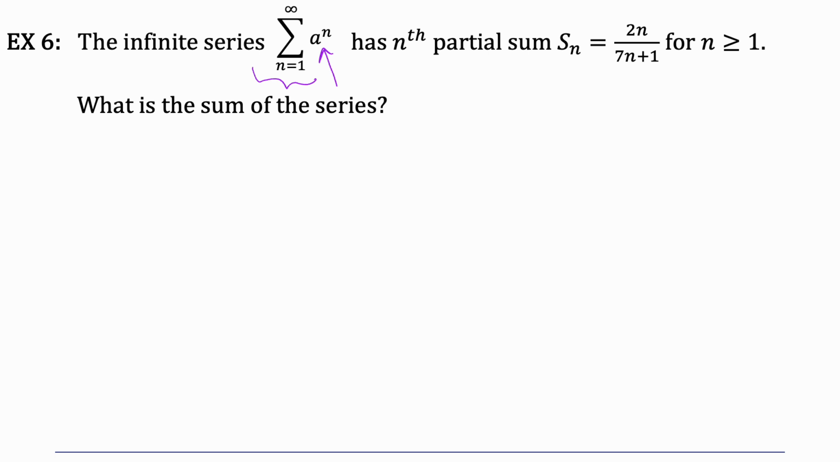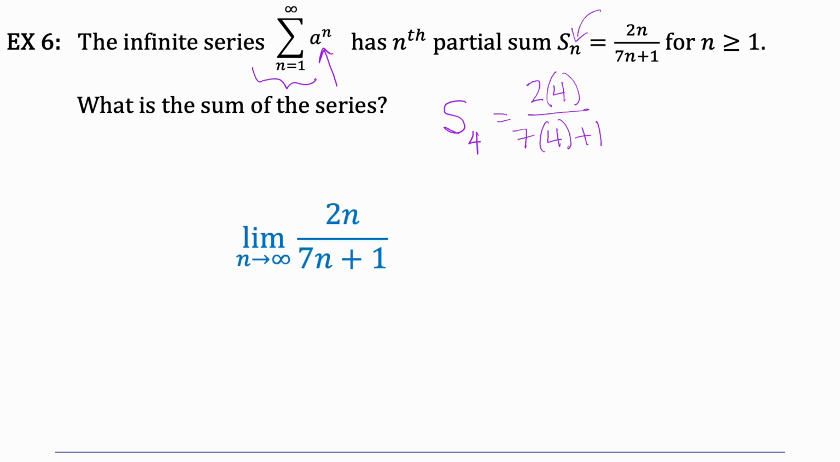Well, basically, I could know any partial sum by just plugging in an n. So I could know the fourth partial sum by plugging in 4 for n. So 2 times 4 over 7 times 4 plus 1. But what I'm curious about is n going to infinity. If I add up all of the terms, what's going on? So I'll take the limit as n approaches infinity of s sub n. And that's 2/7. Okay, so this series converges to 2/7.